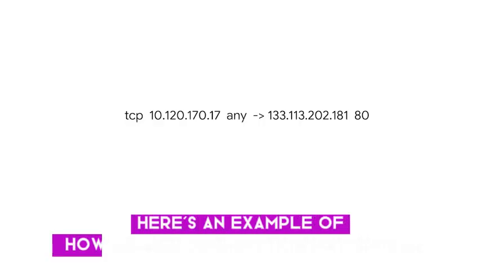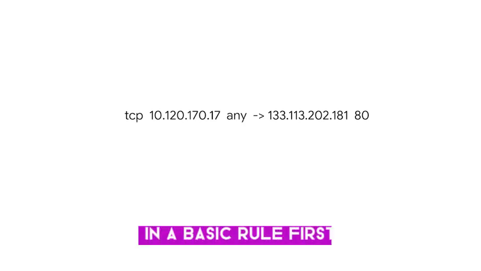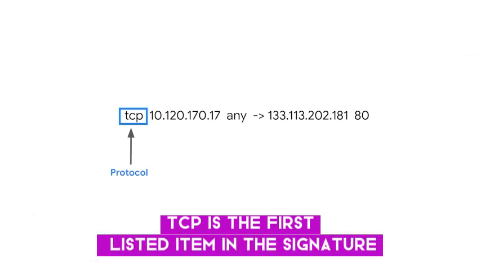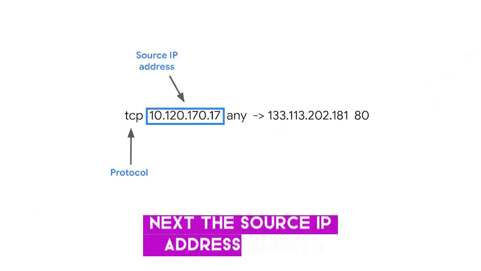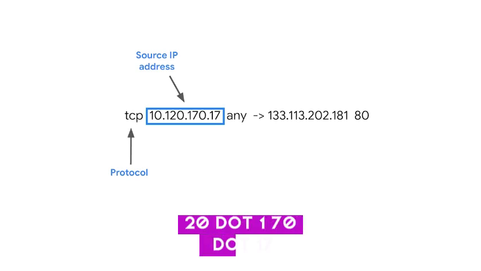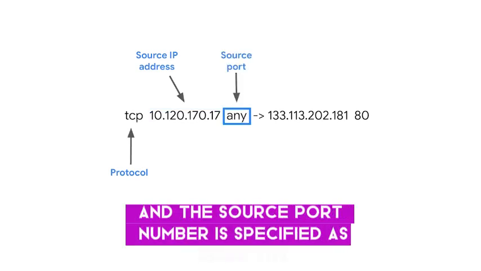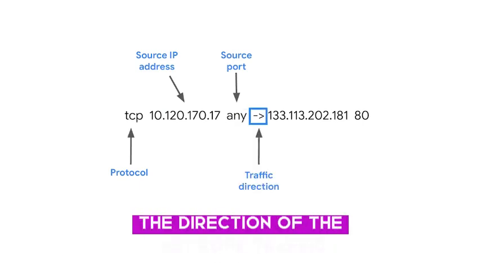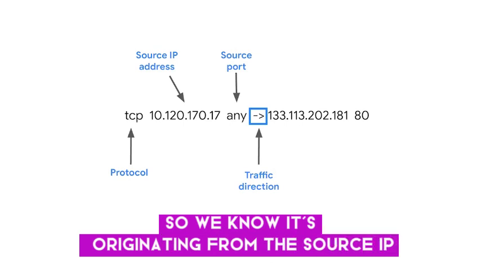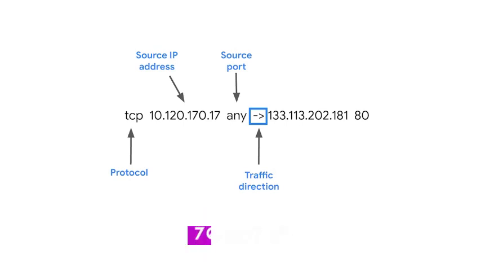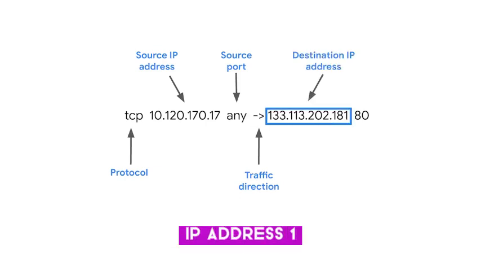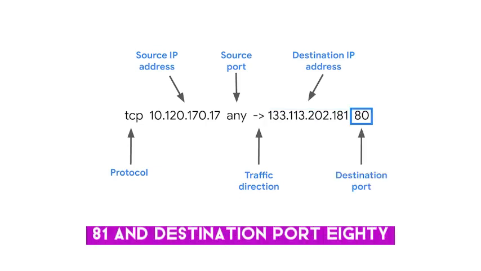Here's an example of how header information may appear in a basic rule. First, we can observe that the protocol, TCP, is the first listed item in the signature. Next, the source IP address, 10.120.170.17, and the source port number is specified as being any. The arrow in the middle of the signature indicates the direction of the network traffic, so we know it's originating from the source IP 10.120.170.17 from any port, going to the following destination IP address, 133.113.202.181, and destination port 80.